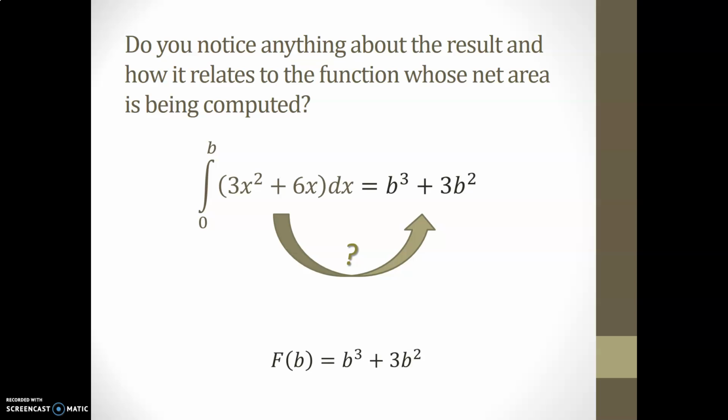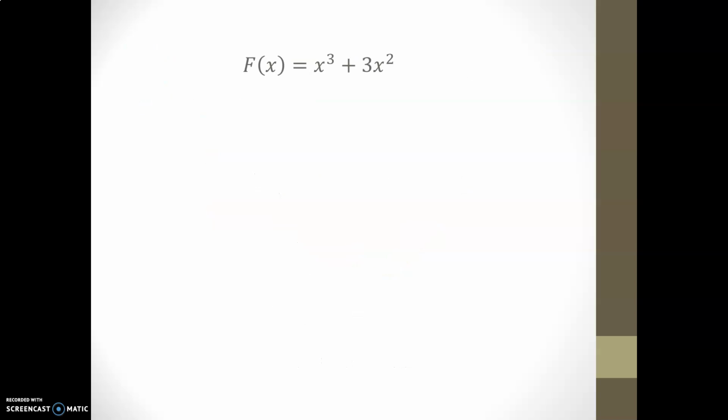Well, let's pretend that we were to create a function, and I'm going to call it big F, calculated at b, whose result is equal to b cubed plus 3b squared. This result would actually come from a function calculated at x, whose expression would be x cubed plus 3x squared. Perhaps this is an easier function to use to establish the link now between the integrand and x cubed plus 3x squared. Perhaps you've noticed that the derivative of x cubed plus 3x squared is in fact 3x squared plus 6x, which was the original integrand.